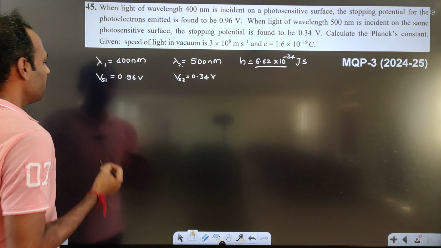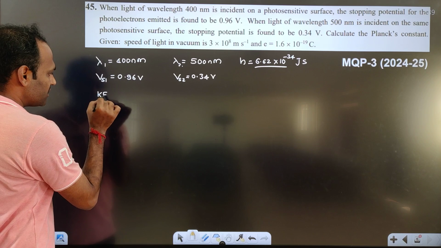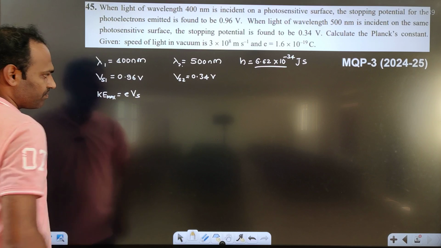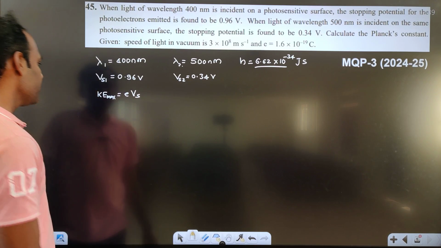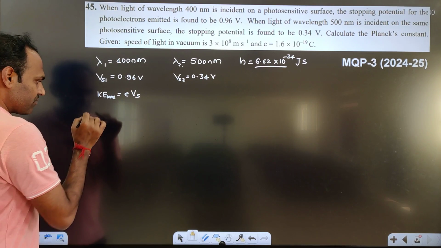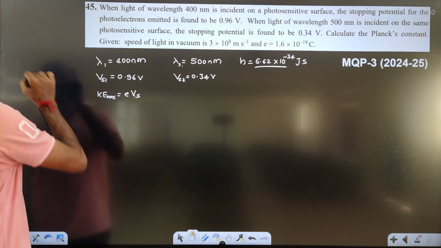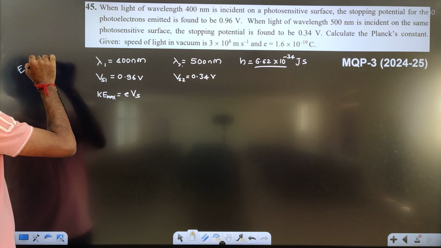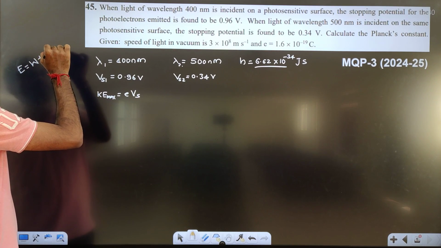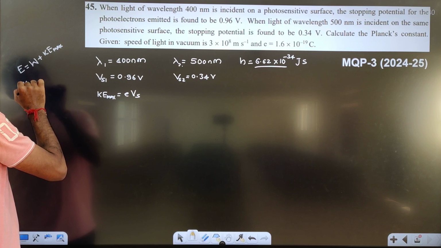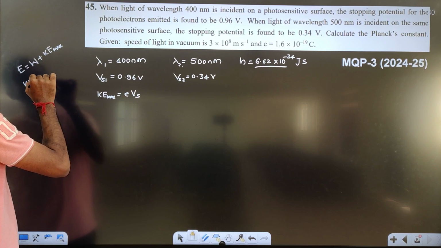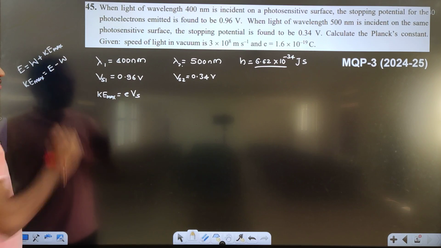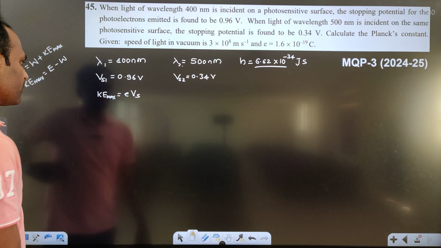See, we know very well the relation between the maximum kinetic energy and stopping potential is EVs. Now by Einstein's equation, energy of a photon is equal to work function plus maximum kinetic energy. This is Einstein's equation. Then maximum kinetic energy will be equal to energy of a photon minus work function.